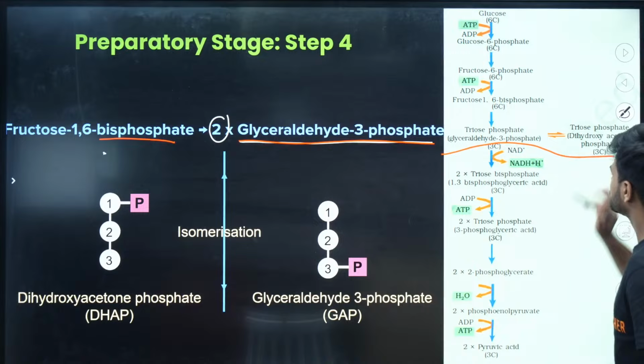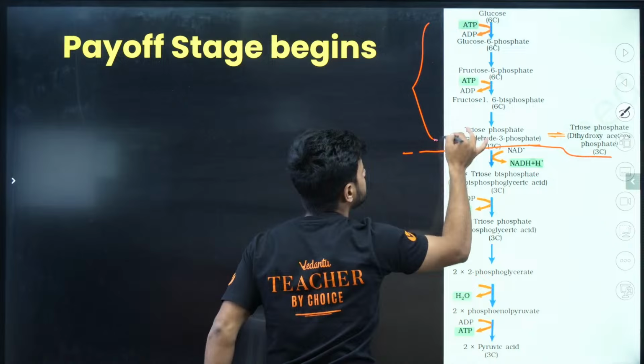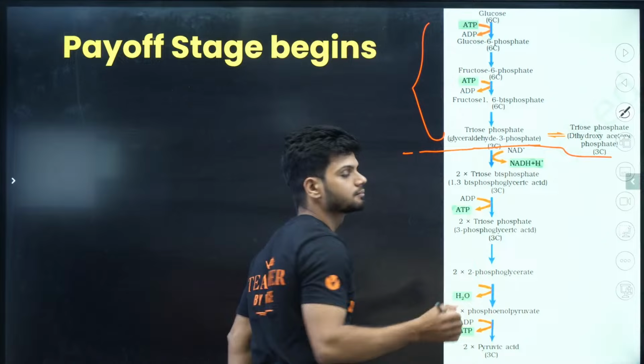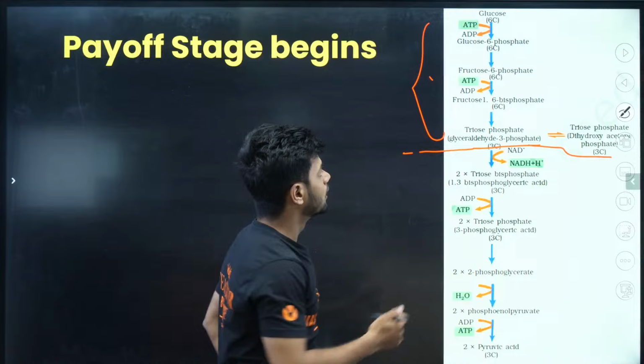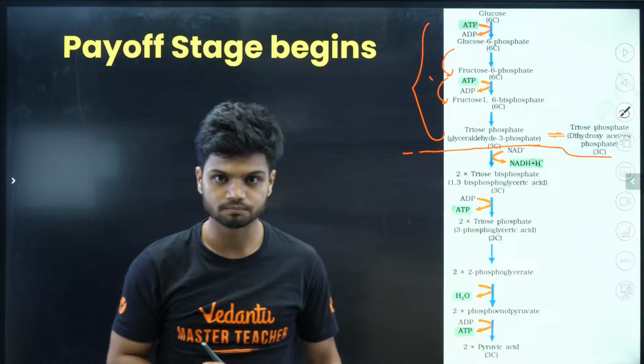Anyone has any doubt till now? Till here, the entire preparatory stage, the investment is over. I'll give you a small recap. That is glucose to glucose 6-phosphate, phosphorylation, hexokinase, ATP is consumed. Then we had glucose to fructose 6-phosphate isomerization, fructose to fructose 1,6-bisphosphate, again phosphorylation, right? Phosphofructokinase, again ATP is consumed.